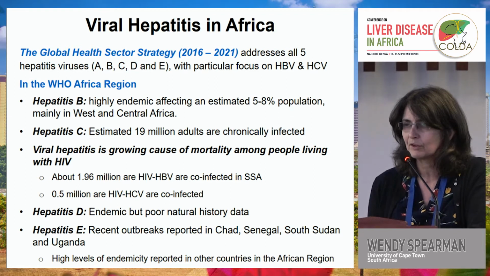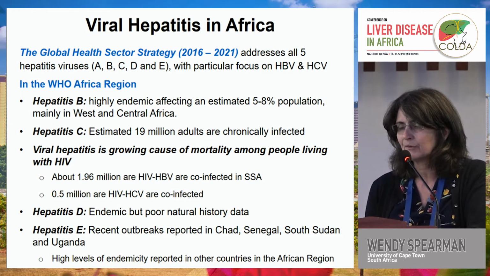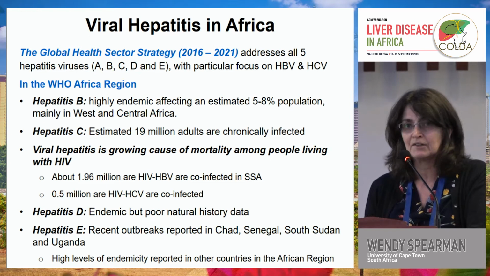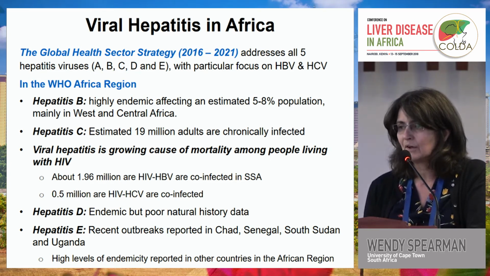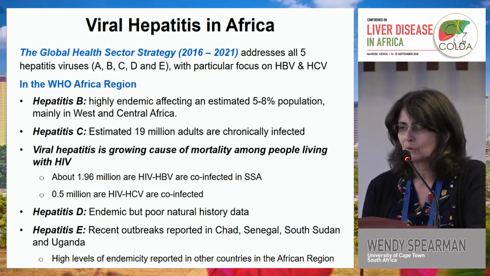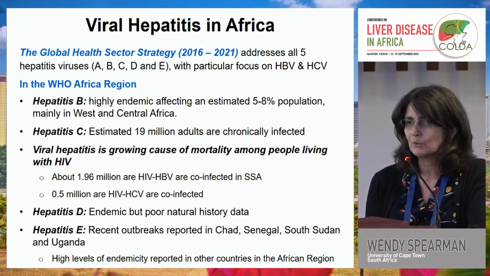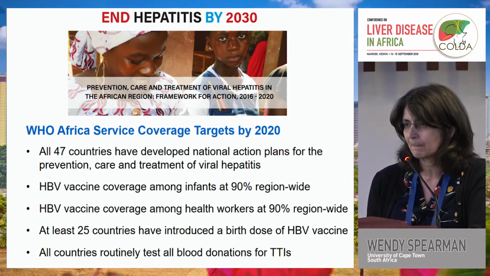We all know about the burden of viral hepatitis in Africa, and the WHO Africa region really has been trying to address this in detail. Hepatitis B is endemic, affecting 5 to 8% of the population, mainly in West and Central Africa. Hepatitis C is estimated in 19 individuals who are infected, and viral hepatitis is a growing cause of mortality amongst individuals living with HIV. Approximately 2 million were hepatitis B co-infected, and 500,000 hepatitis C co-infected. But we remember these are all estimates. Hepatitis D is endemic, but there are very poor natural history data, as we'll see. And hepatitis E is endemic, but large outbreaks have also been reported.